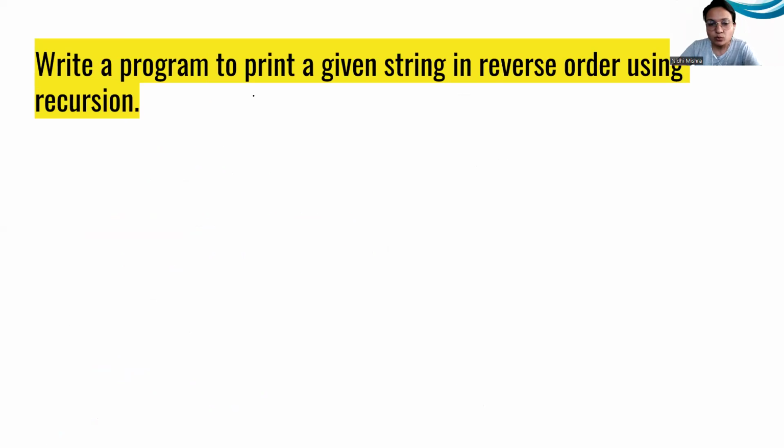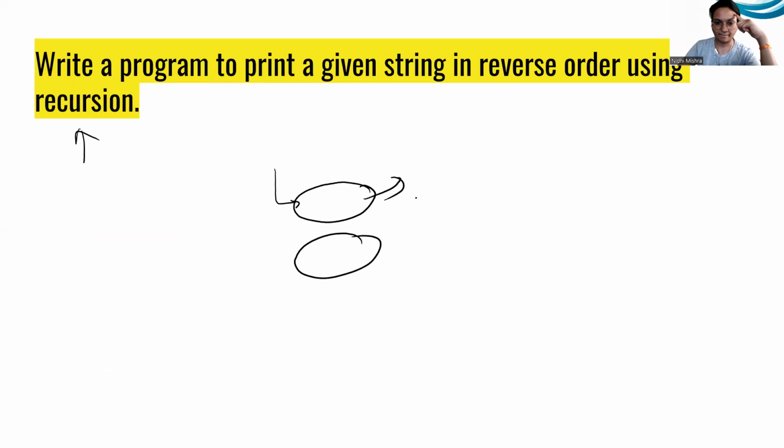Now, write a program to print a given string in reverse order using recursion. I must tell you, recursion is very important. Okay. You have to print in reverse order using recursion. You have to just print, right? So, what if I call the function first and then I will print? Okay. If this will happen, I'm calling.